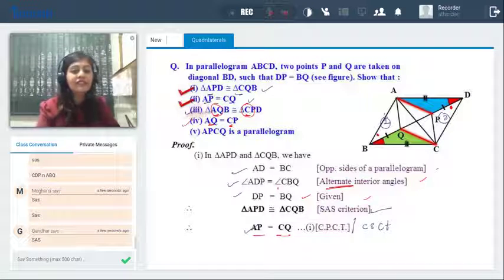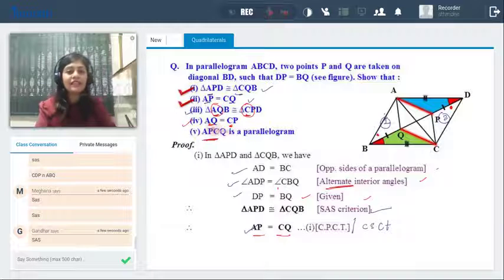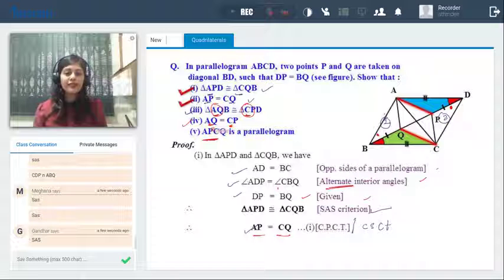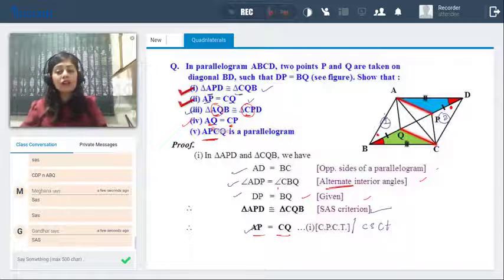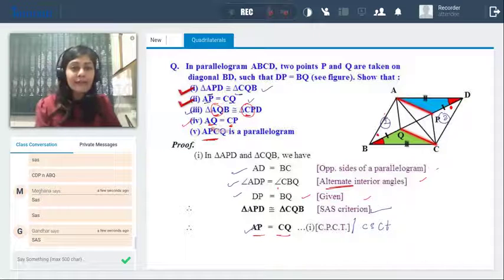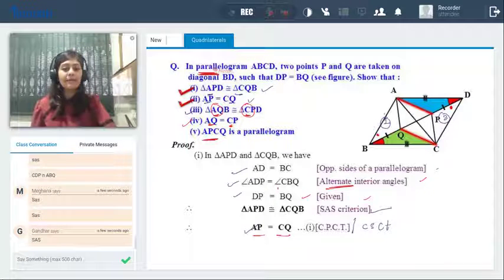So we have proved the first four parts. Now we need APCQ to be a parallelogram. Now, students, with these existing four parts and using properties of parallelogram, let's see what can be used. Quickly, I'm going to brush all the properties of a parallelogram, starting with the most important property or the most important definition. What's a definition of a parallelogram? Opposite sides of a parallelogram are parallel. The name itself, parallelogram, suggests parallel sides.